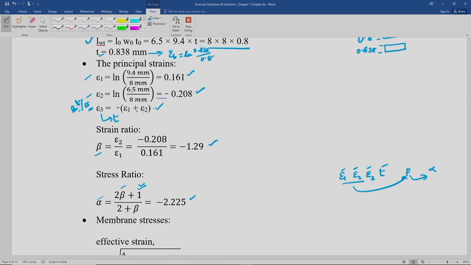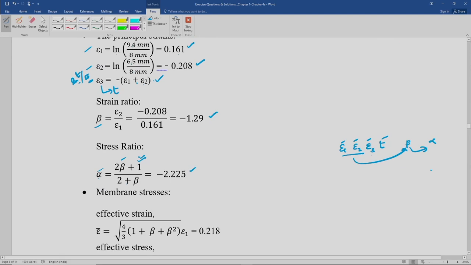So, once your strains are found out, the best choice for you is to find beta, and from beta, you get alpha. Now, what you need to do is get your membrane stresses, because your alpha is known. If alpha is known, you can get sigma 1 and sigma 2. Sigma 3 is anyway becoming 0 here. But there is one issue, if you want to get sigma 1 and sigma 2, you should know at least one of these values, only then you can use alpha to get the other one.